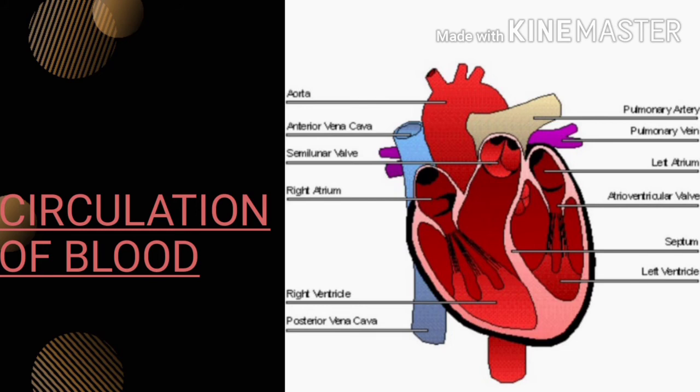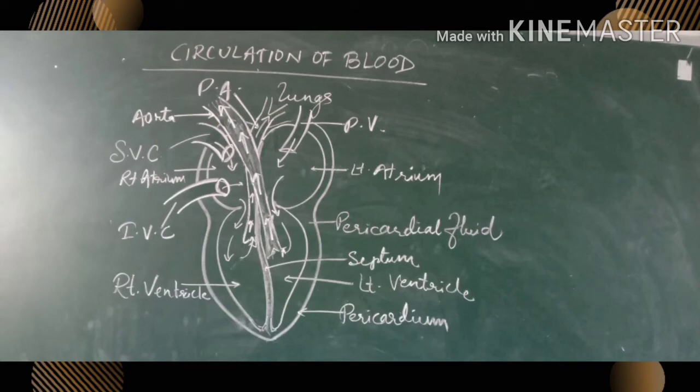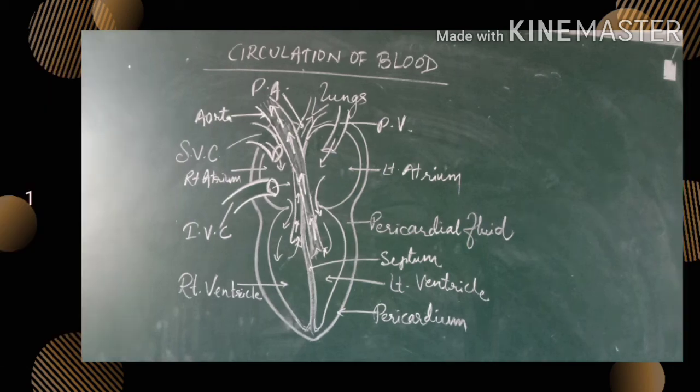Let's see circulation of blood in detail. There is a natural pacemaker called sinoatrial node located in the upper wall of the right auricle close to the opening of the superior vena cava. It initiates the impulse for the heartbeat and regulates it. When auricles go under systole or contraction, deoxygenated blood moves from right auricle to right ventricle and oxygenated blood moves from left auricle to left ventricle.